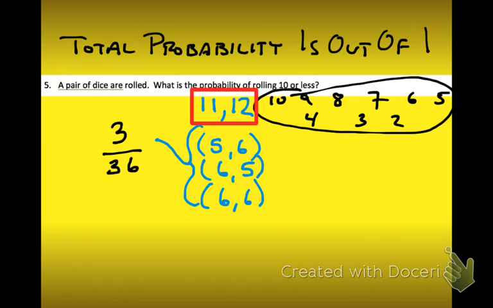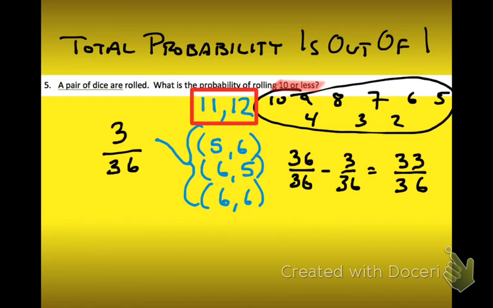But that's not what we wanted. We were asked what is 10 or less. So the cool thing is you can actually take that 3 out of 36 and do the whole thing, 36 out of 36, minus what you don't want to happen. So 3 out of 36. And that will give you a total probability of 33 out of 36. And that is what your final answer would be. So you're taking the things you don't want, getting rid of them, and your leftovers are what you want to happen. So 33 possible ways to get a 10 or less.